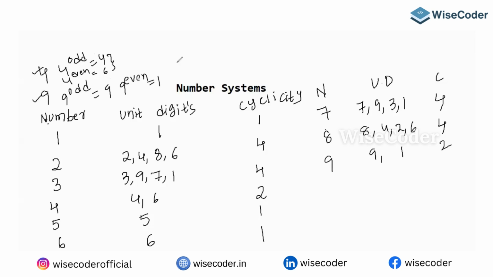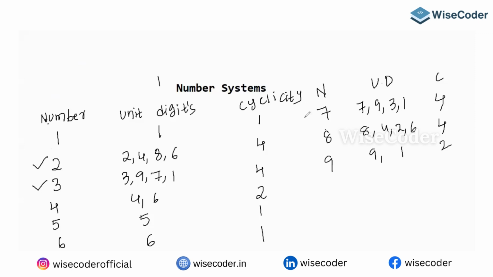And if you observe numbers 2, 3, 7, and 8, their cyclicities are 4. Okay, we'll understand while we solve one or two questions how things are going to happen.